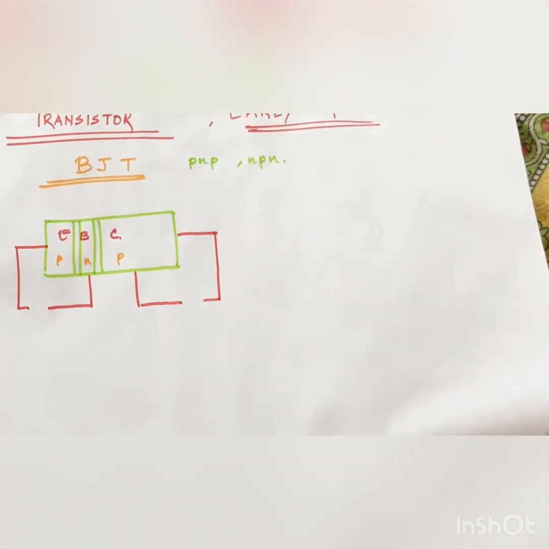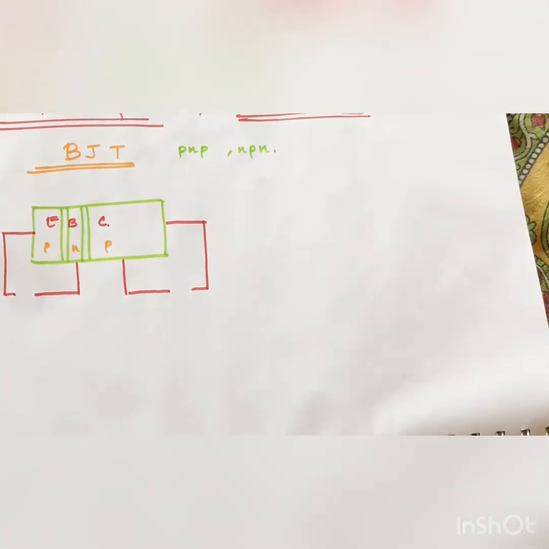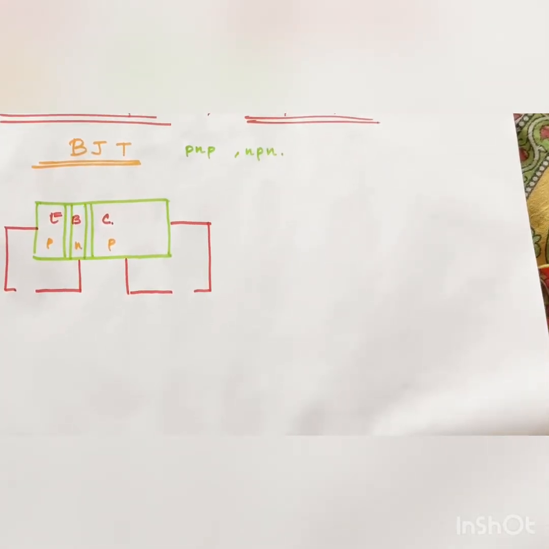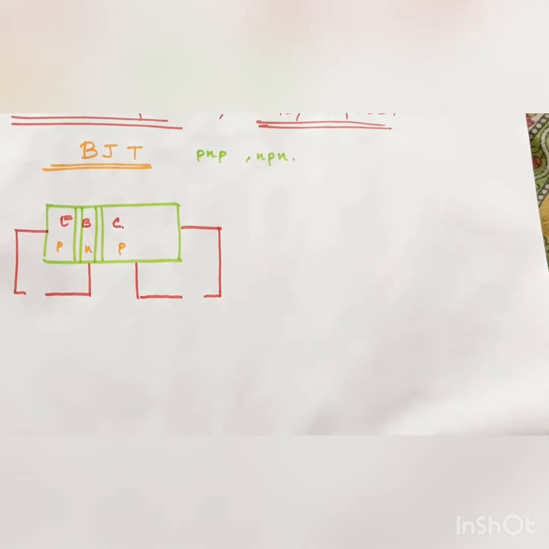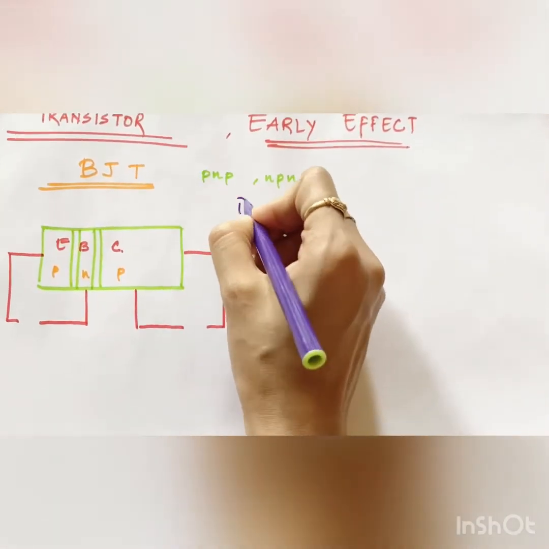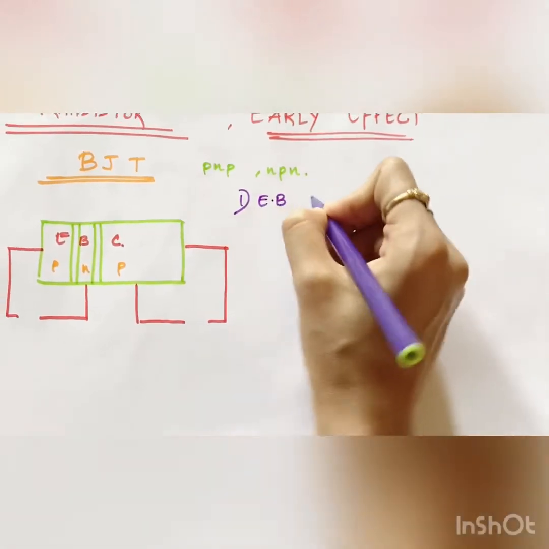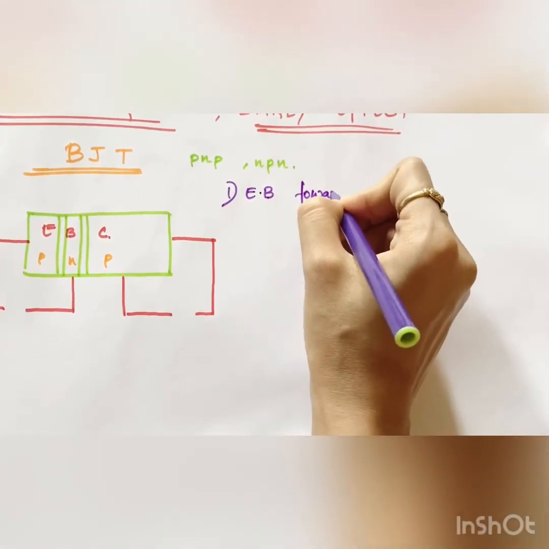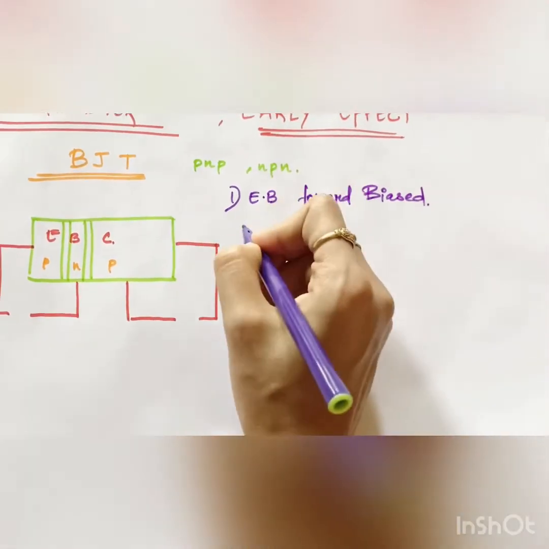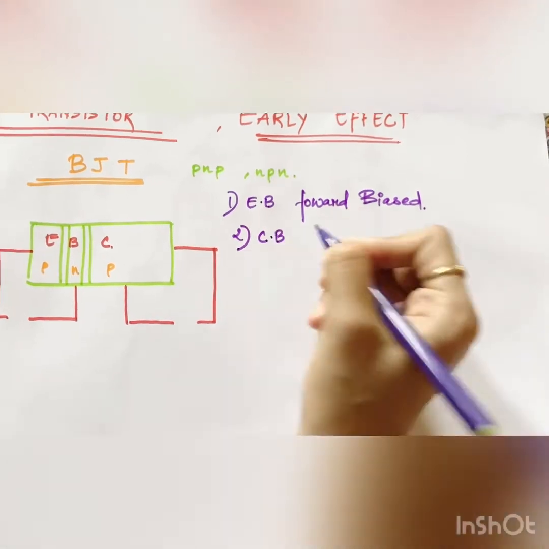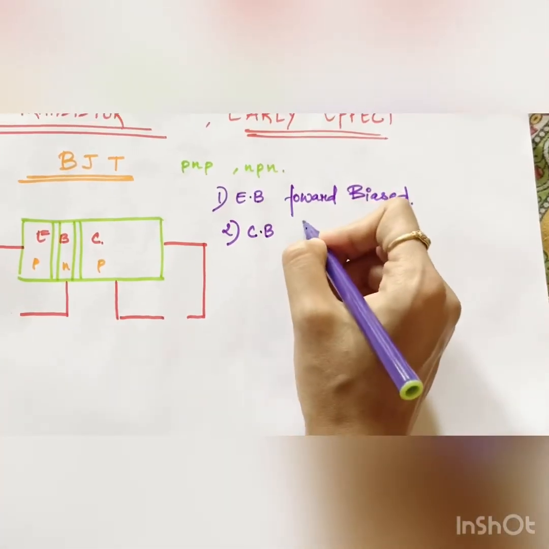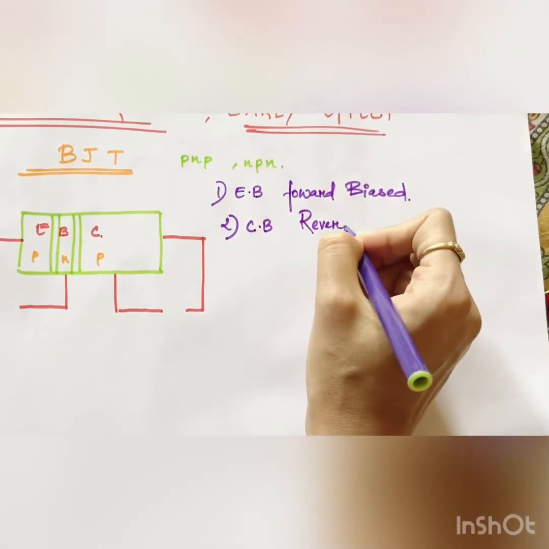In a transistor, the emitter base junction is always forward biased and the collector base junction is always reverse biased. This is the main condition to be fulfilled. This is the emitter base junction, this is the collector base junction, and the collector base junction is always reverse biased.